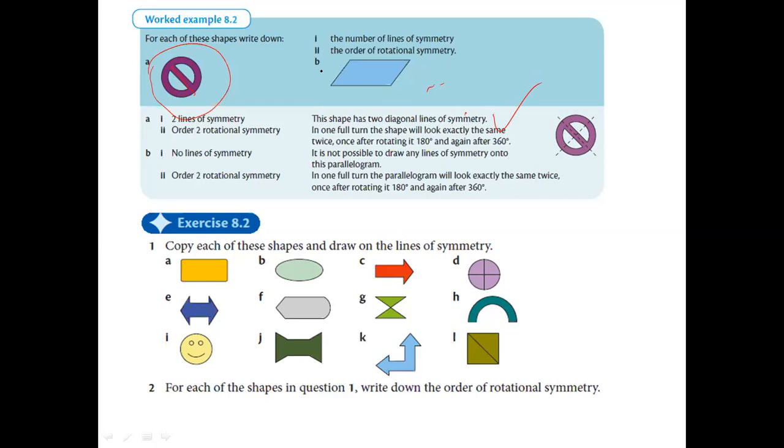Two lines of symmetry. Let's read this sentence carefully: this shape has two diagonal lines of symmetry. Two diagonal lines.